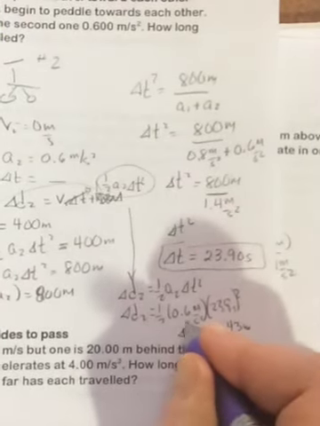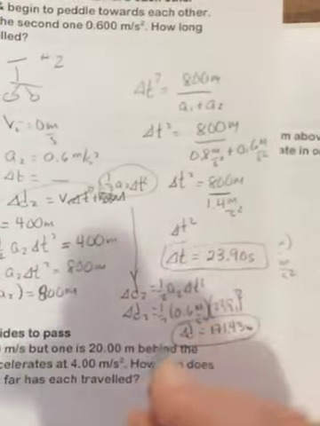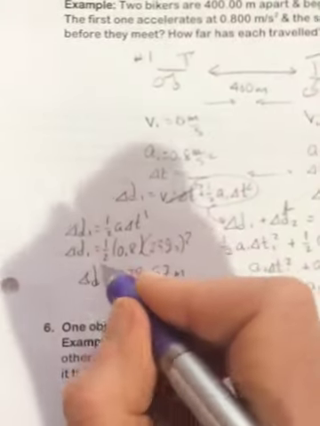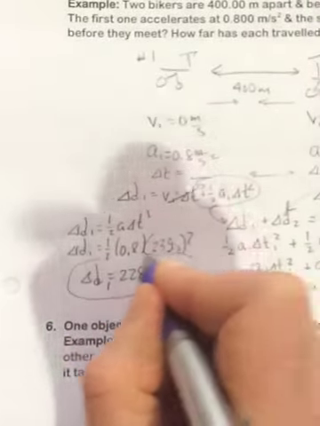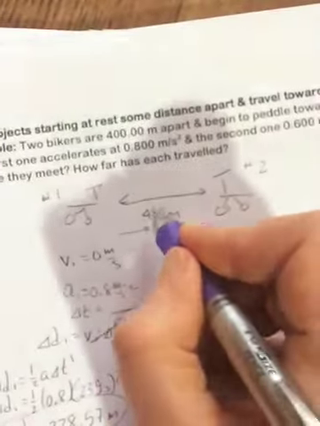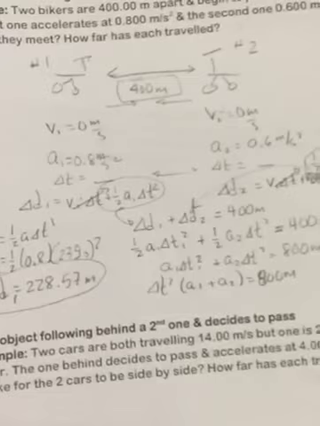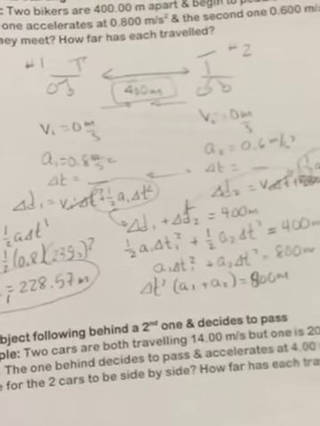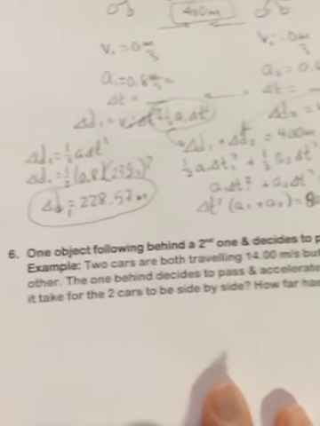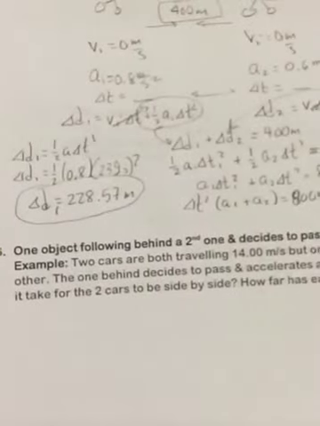171.43. And you might notice that 171.43 plus 128.57 adds up to give you 400 meters, which means you did it right. Okay? So these are examples of the multiple step ones. Maybe let's just set up the next one and see if you can do it on your own.